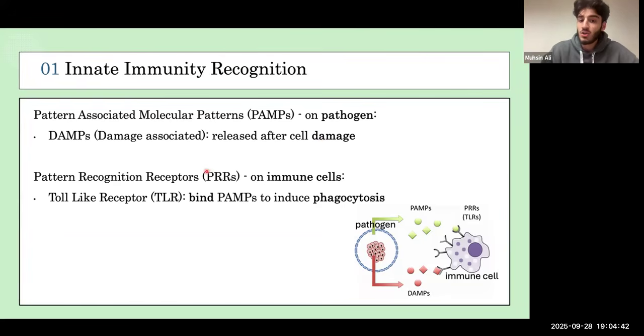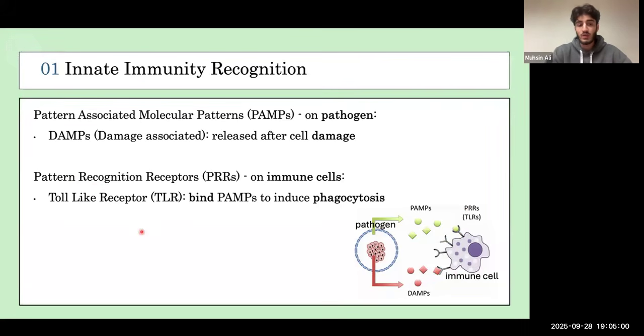And how does it do this? Your immune cells have something known as pattern recognition receptors, and these are what are going to bind to your PAMP and DAMP. So over here, if you look at the picture, you have your pathogen, you have the PAMPs and DAMPs being released, and your immune cells are the ones that are going to bind the PAMPs and the DAMPs by your pattern recognition receptors.